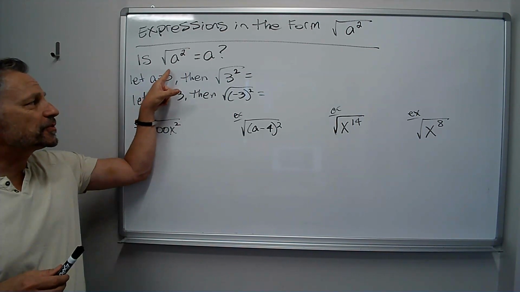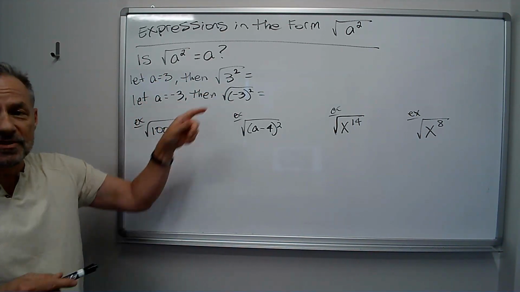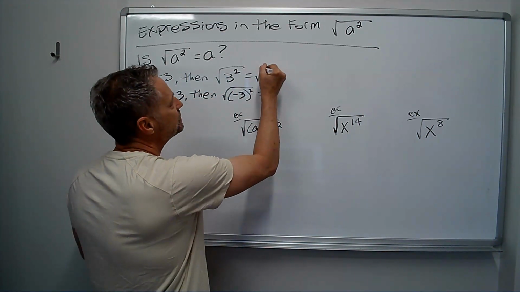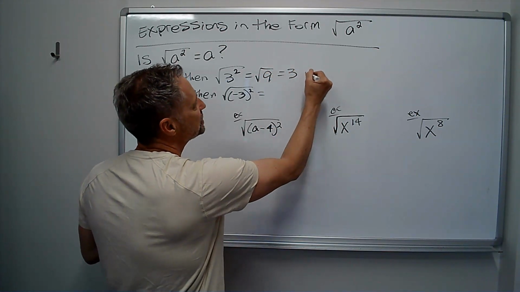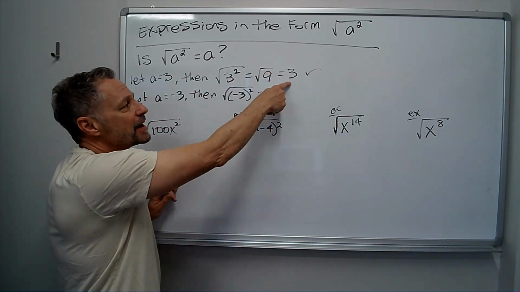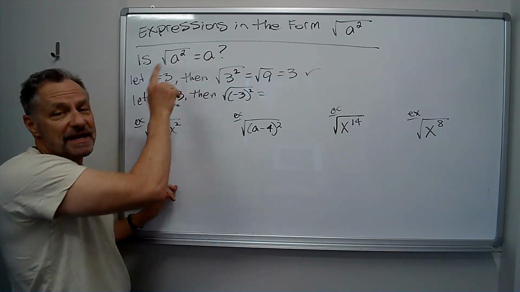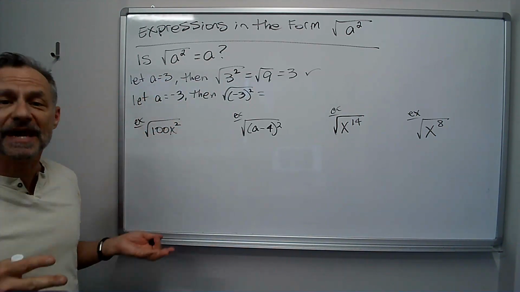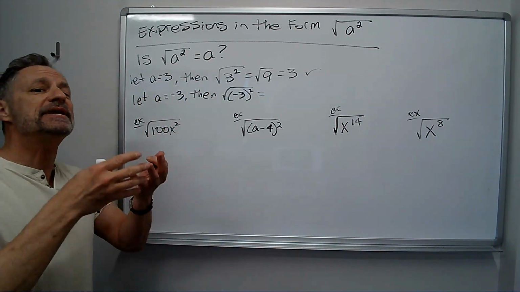If a is 3, well, the square root of 3 squared is the square root of 9, which is equal to 3. It works. 3 was squared, my answer is 3. A was squared, my answer is a. So yes, for a equals 3, it works.